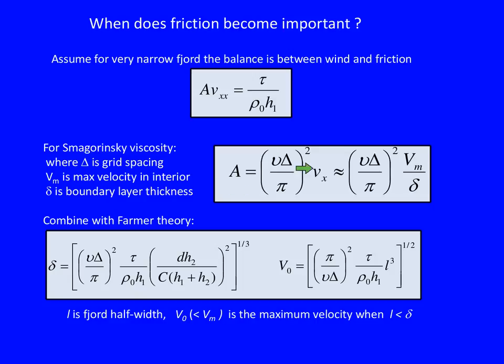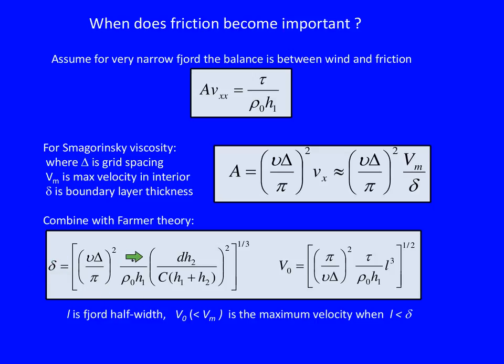So if I assume just a narrow boundary layer structure, it's going to be proportional to the horizontal velocity gradient, dv/dx, and this is just a constant here. So if I assume dv/dx scales as some maximum velocity at the middle of the channel divided by some boundary layer width delta, I can express A in terms of this. And then using the Farmer theory, I can express Vm, the velocity at the middle of the channel, as a function of the wind stress. So I combine those, I can get this expression for the boundary layer thickness delta.